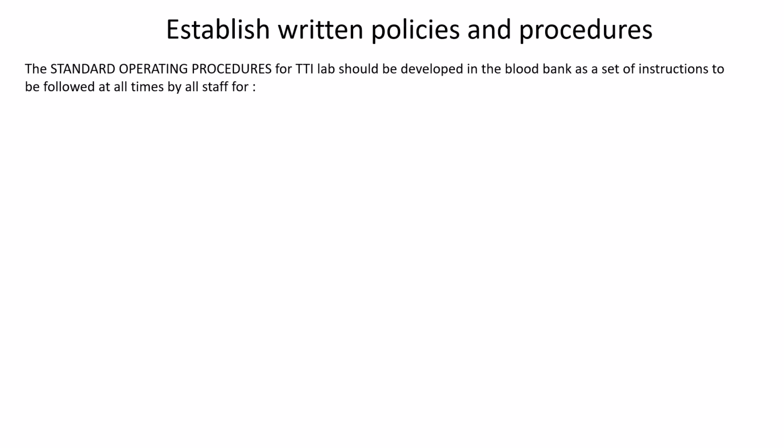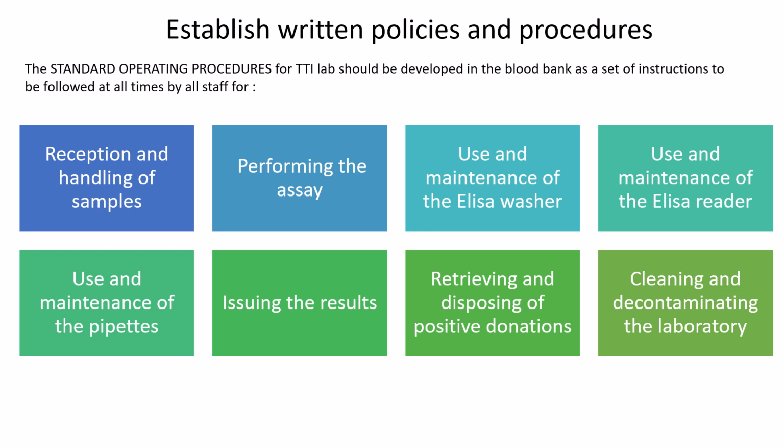How can we establish written policies and procedures? The SOP for the TTI lab should be developed in the blood bank as a set of instructions to be followed at all times by the staff. It includes the reception and handling of the sample, performing the assay, use and maintenance of the ELISA washer. Here we are talking about ELISA because most blood banks use ELISA for their TTI testing, but in other blood banks, some other machines can be used. So we will cover their maintenance, how to perform it and at what interval it needs to be performed.